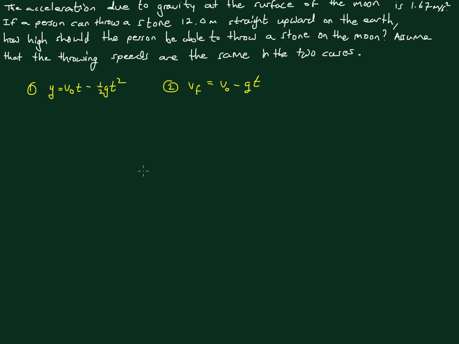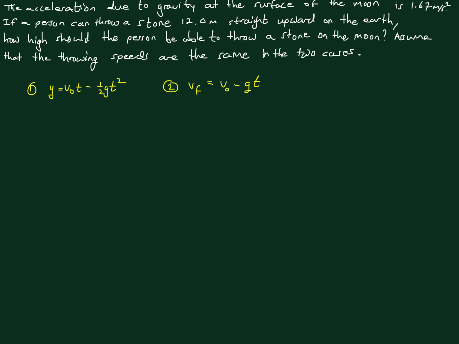Okay? So if we want to find the maximum height that the stone can travel on the moon, then we're going to have to solve this height formula. The only thing is we're not given the time of travel of the stone. So this is where the final velocity formula comes in. We consider that when the stone reaches the maximum height, its final velocity is equal to 0.